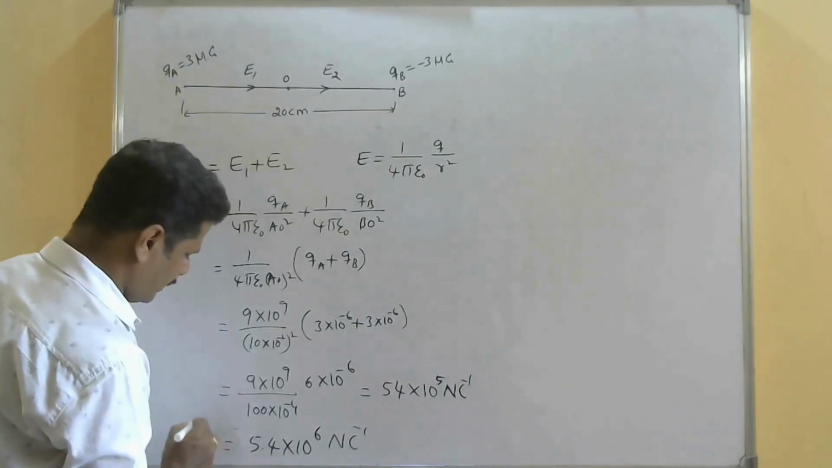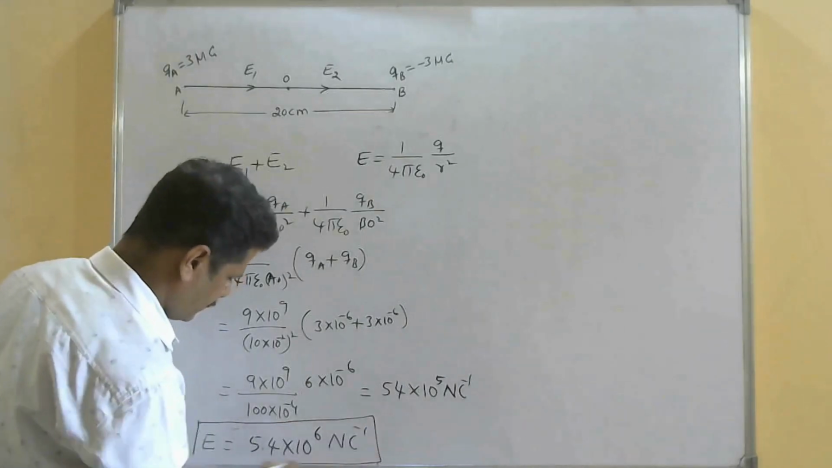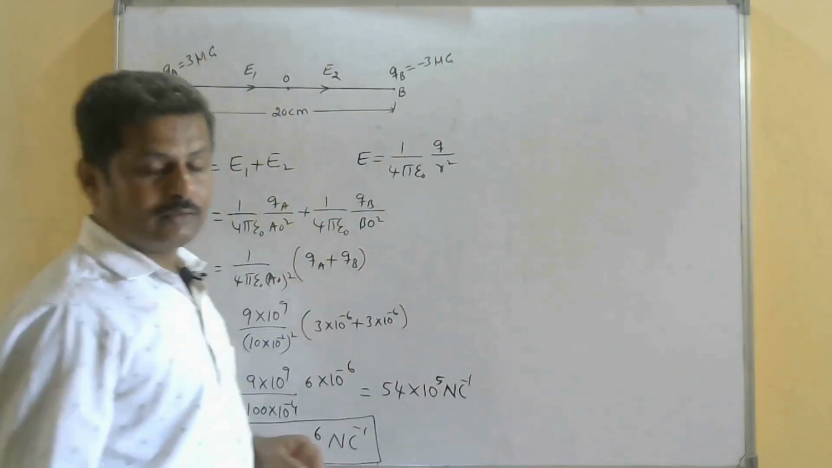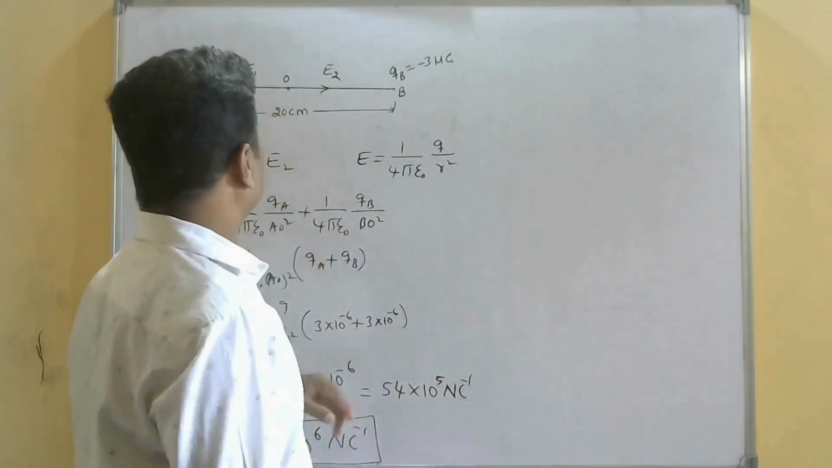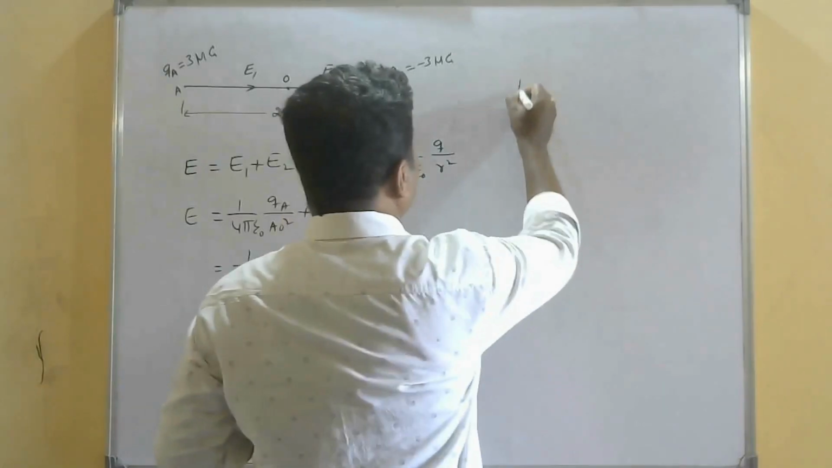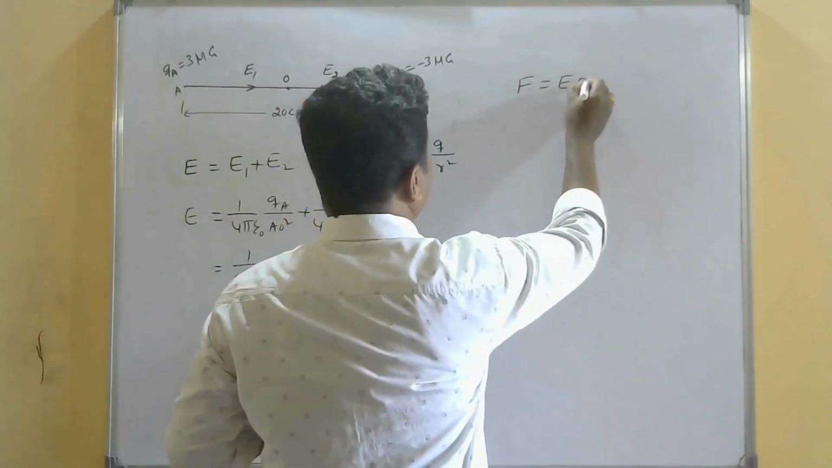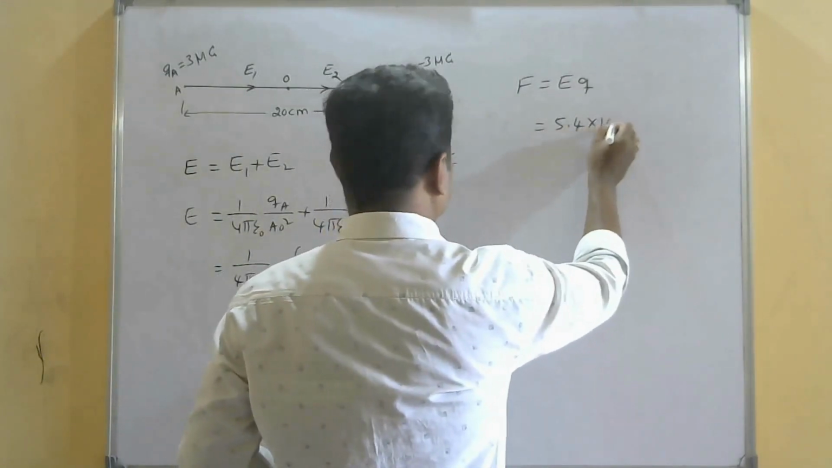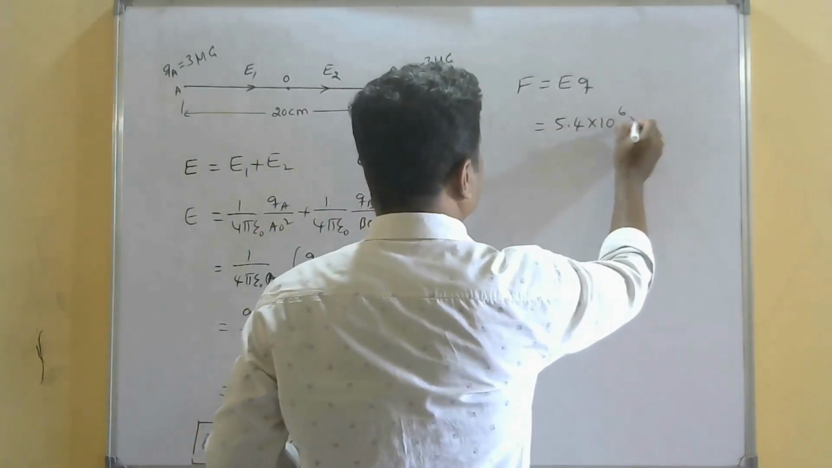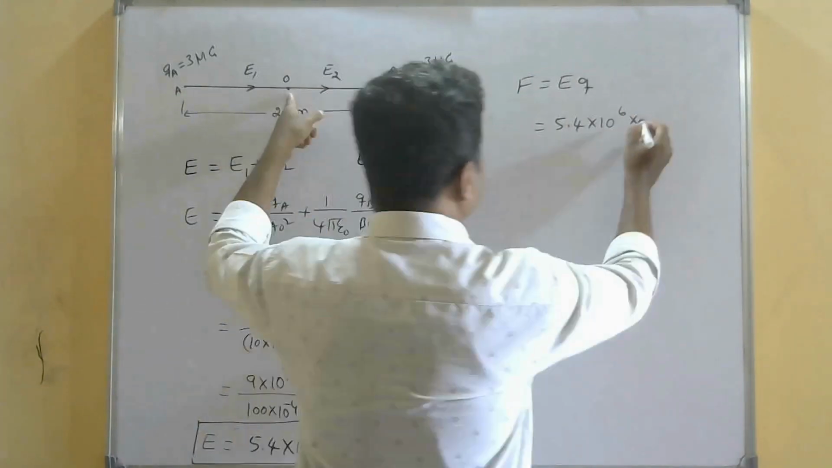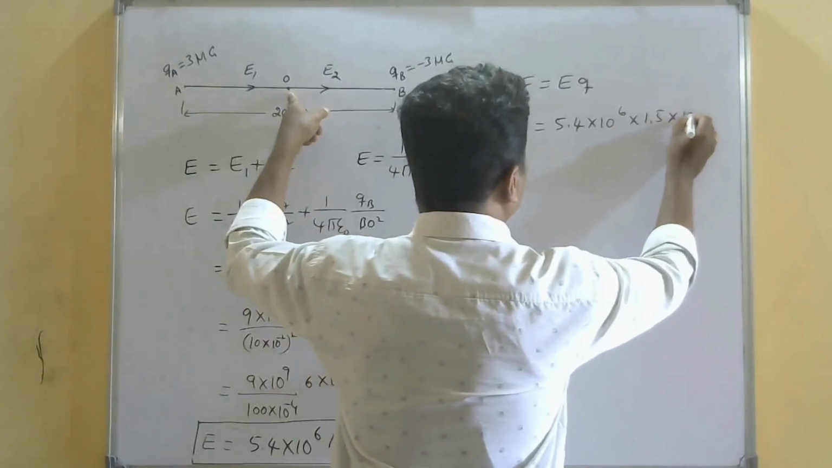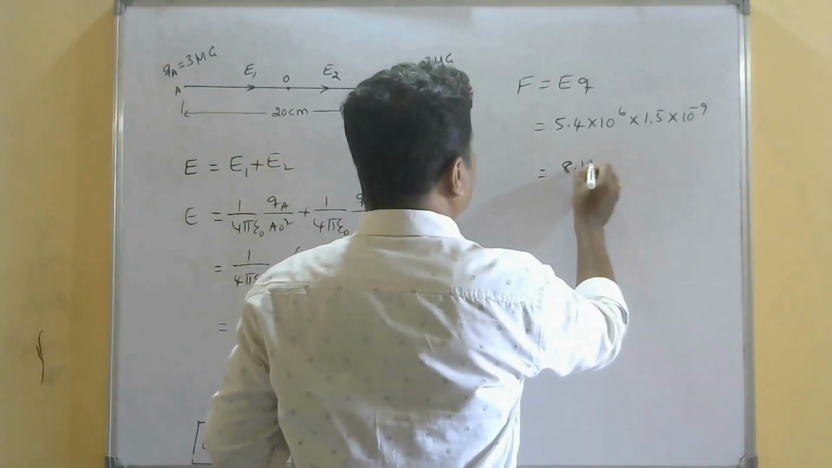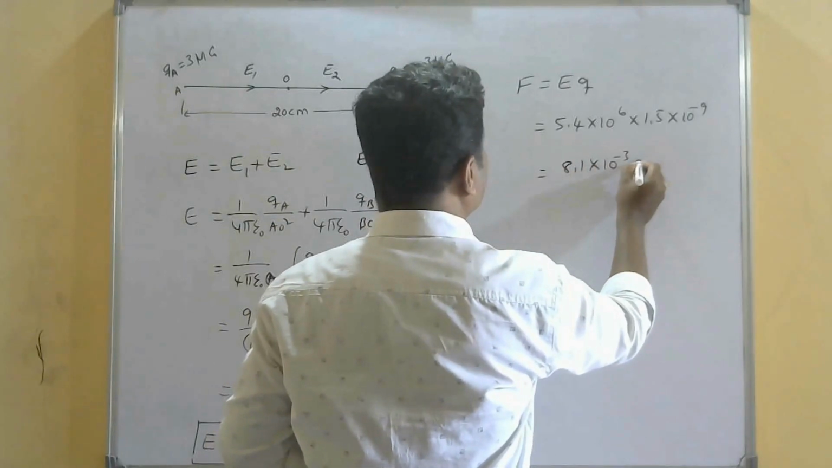This is the electric field at the midpoint of the two charges. Now we need to find out the force experienced by the 1.5 nanocoulomb charge which is placed at O. We know that force experienced by the charge is equal to EQ. Here the electric field we just found is 5.4 into 10 to the power of 6, and the test charge placed at the midpoint is 1.5 nanocoulomb, 10 to the power of minus 9, and this is equal to 8.1 into 10 to the power of minus 3 Newton.